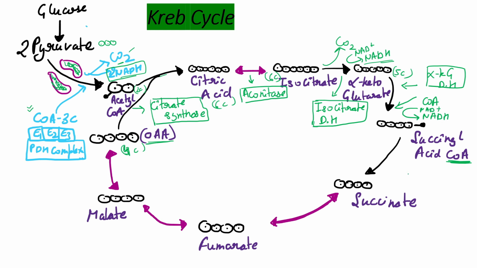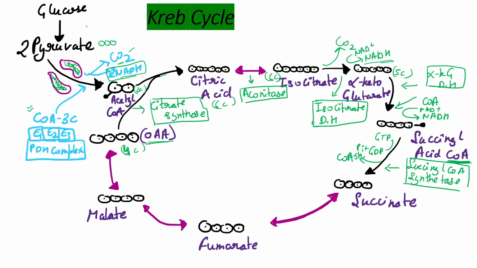Now succinyl coenzyme A would convert into succinate with the help of the enzyme succinyl coenzyme A synthetase. Succinyl would be releasing coenzyme A, and when the coenzyme A has been released, it is producing some kind of energy. This energy would be used by the GDP plus inorganic phosphate to convert into a GTP molecule.